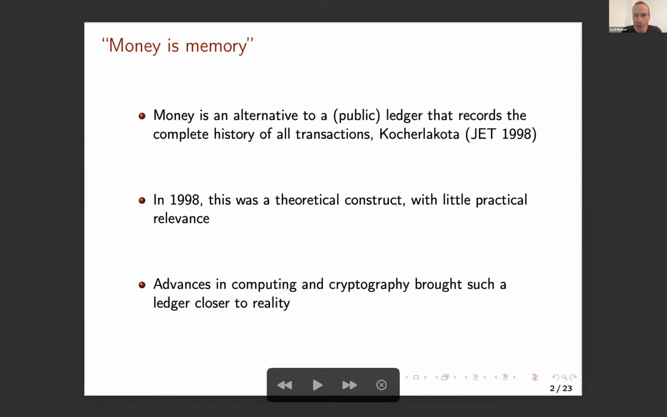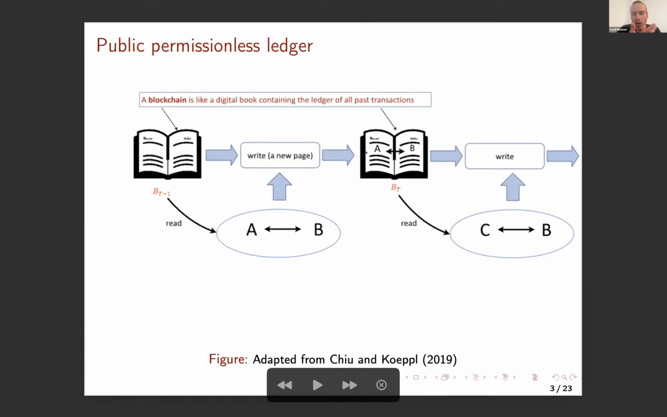And so here is one of the ledgers that we all know, the Bitcoin ledger. This is a representation of how the Bitcoin ledger would work according to Jonathan and Thor. The ledger, or the blockchain, is like a book on which transactions are written.